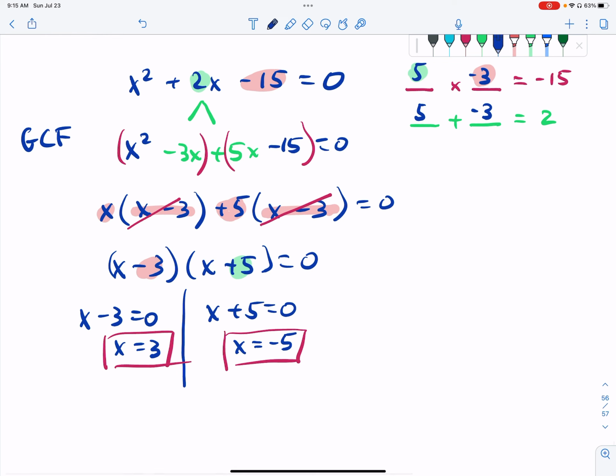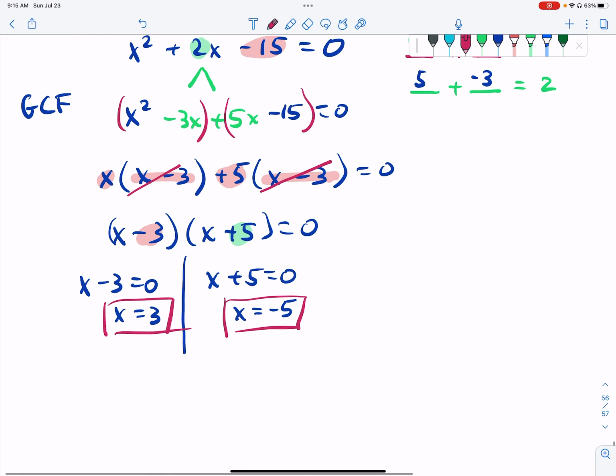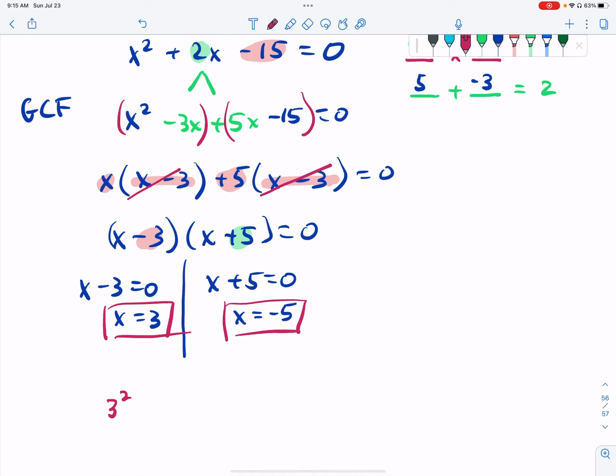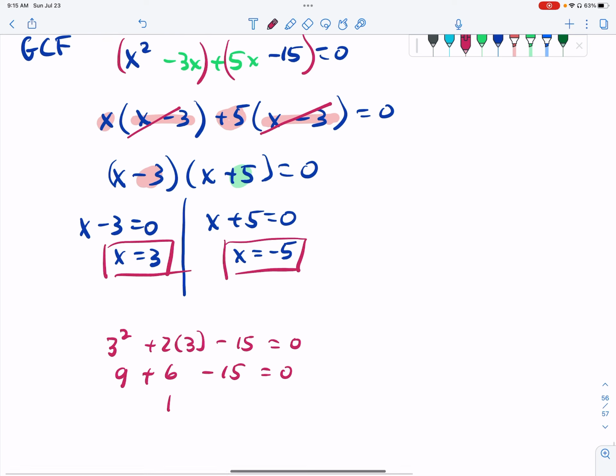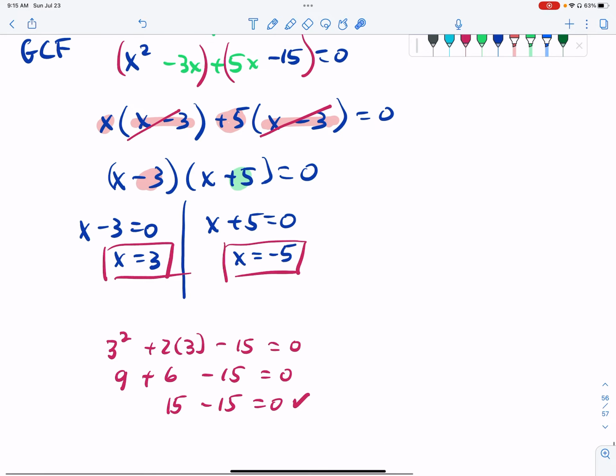So, for example, let's say I take this 3 and I go 3 squared plus 2 times 3 minus 15. That should be equal to 0. Double check it. 9 plus 6 minus 15, is that equal to 0? Yeah, because 9 plus 6 is 15. 15 minus 15 is equal to 0. It checks out. And then negative 5 should do the exact same thing.